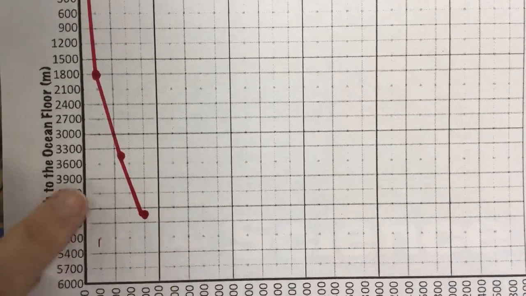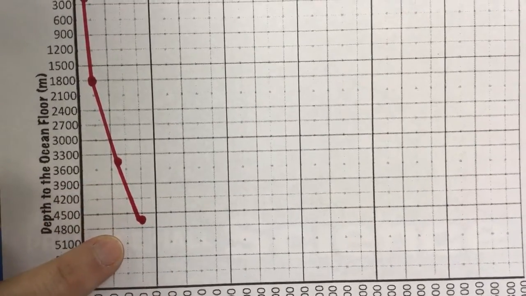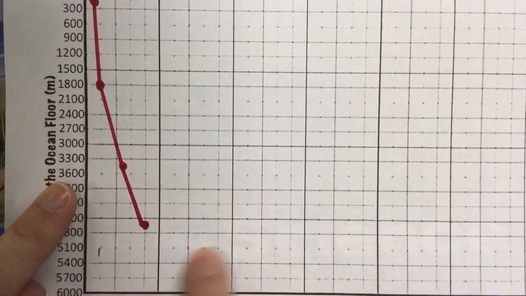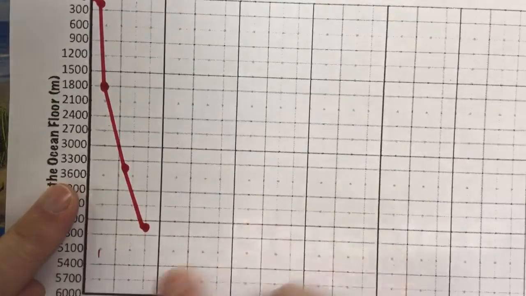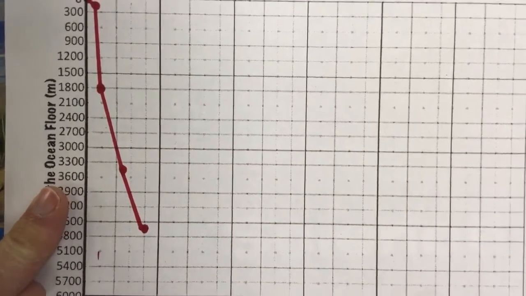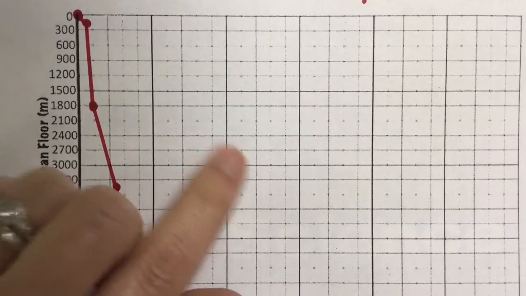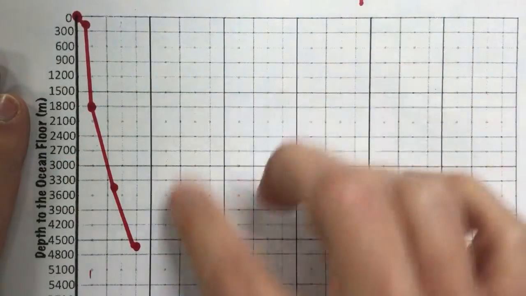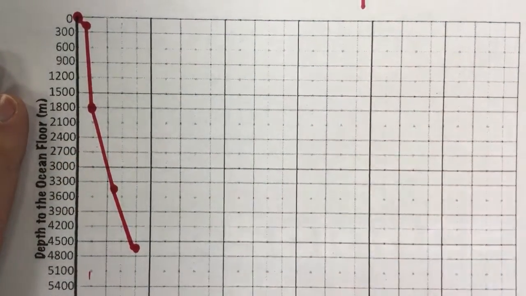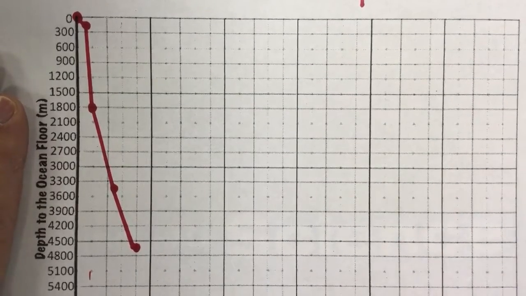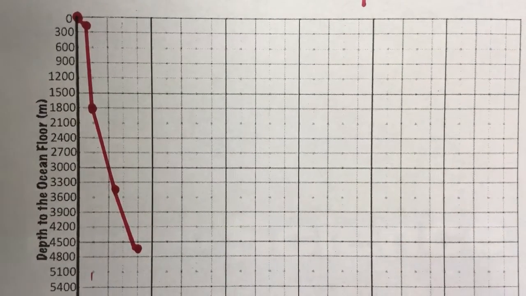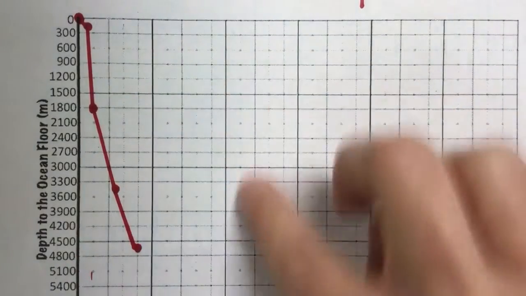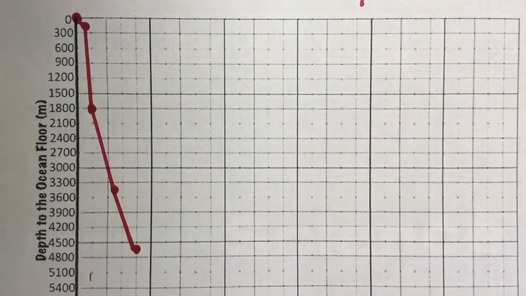Underneath your line here, you're going to color with a colored pencil brown. That's going to indicate the ocean floor. So anything under your line, once you have it drawn, is going to be brown. And then anything above your line, so everything right here, anything that is above your line is going to be blue, because that's going to indicate ocean water. So when you're all done with your line, color brown underneath the line, blue above the line.